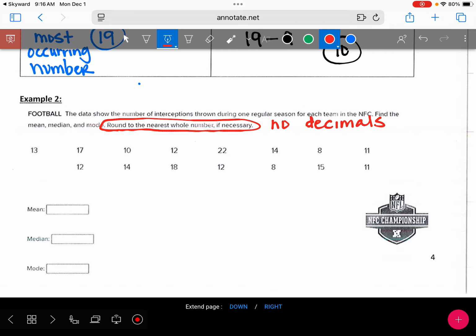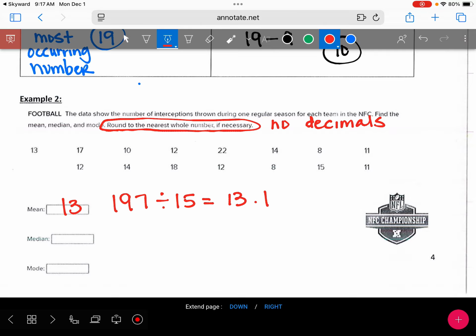All right, when you add them all up, who got 197? Anybody get 197? All right, so let's take 197, divide that by 15, and you should get 13.1. But it said round to the nearest whole number. So is this going to round to 13, or does it round to 14? 13, so that would be my mean.